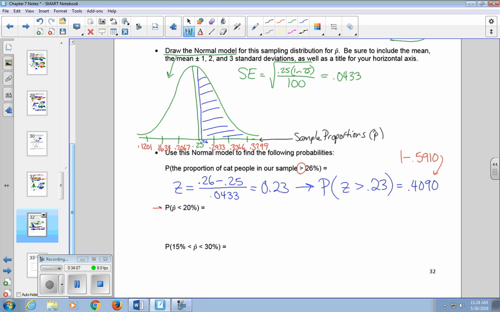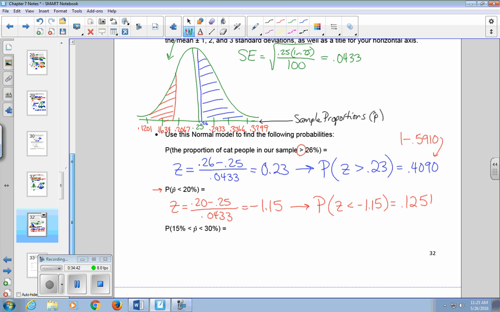All right, next one, we're going to find the probability that you get a p hat less than 20%. So again, we're going to standardize this. Note that 20% is right around here, so we're looking for this area in our distribution. So we're going to take 0.20 minus the center, divided by the standard error. We're going to get a z-score of negative 1.15. So we need the probability of getting a z-score less than negative 1.15, which we can take directly off the table, which is 0.1251.